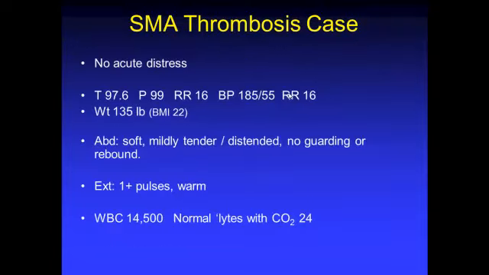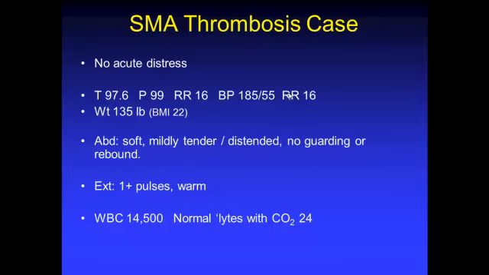He was not in acute distress on presentation, other than his abdominal pain, but when he was lying still and after he'd gotten a little bit of pain medication, when we saw him, he wasn't in acute distress anymore, and his pain had improved somewhat, again with analgesia. His temperature was 98, he was afebrile, I should say. Pulse was 99, respiratory rate 16. He was actually hypertensive. His weight was 135, which gave him a BMI of 22. His abdomen was soft, mildly tender, and distended, but no guarding or rebound tenderness, so no peritoneal signs on examination.